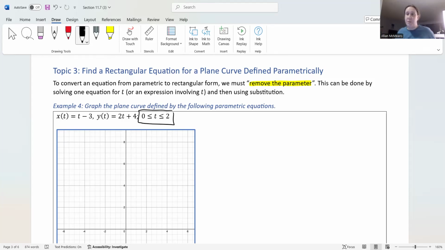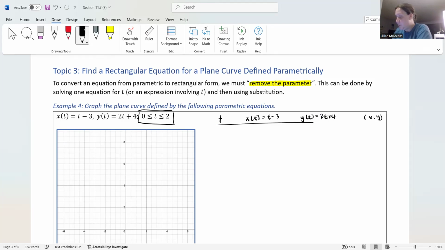So what does this all mean for us? Well, it's really not so bad, okay? First thing, let's just sort of see what's happening with this. Let's plot some points, get some direction going here. We're going to do that table of values that we did in the previous examples. So we're going to get t, x of t equals t minus 3, y of t equals 2t plus 4, and then that's going to give us some points on the plane.